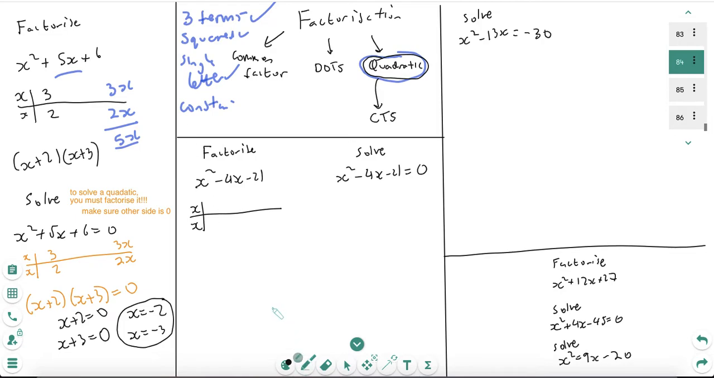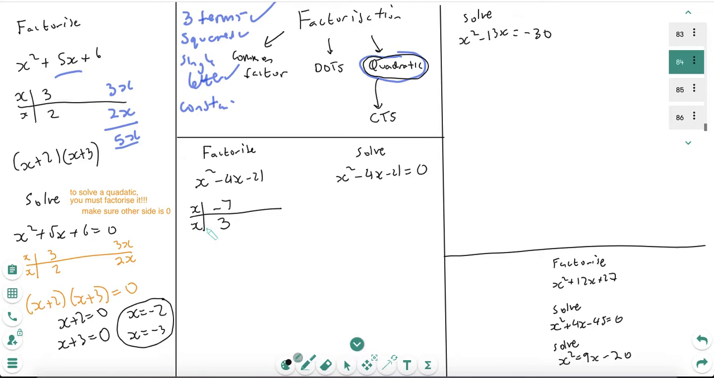So let's think, 3 times 7 is 21. So let's do negative 3 times 7, okay? So 3 times 7 is 21, so negative 3 times 7 is negative 21. Let's double check. So always have to double check. X times minus 3 is minus 3x. X times 7 is 7x. Minus 3 plus 7 is positive 4. We want negative 4x. So why don't we just flip it instead? So it's going to be negative 7 and positive 3.